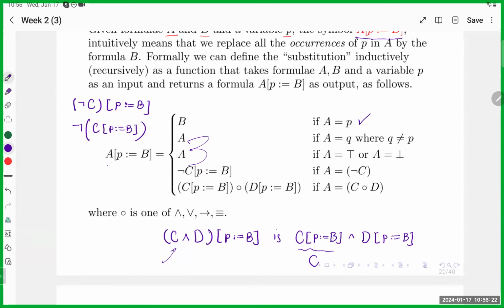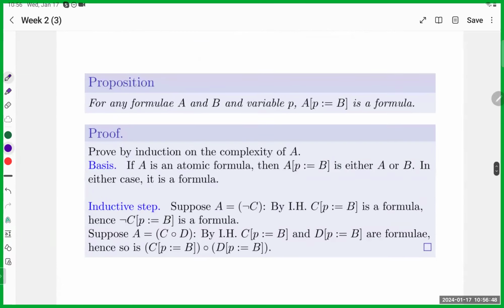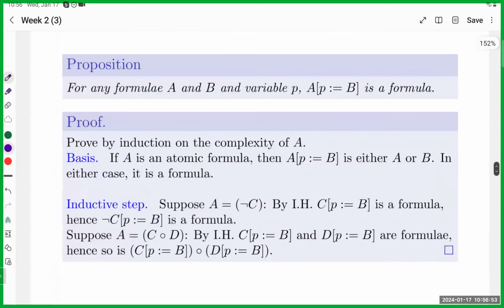And it's very easy to prove by induction that if, for example, in this formula there's no P, then the result of this substitution is going to give you back C and D itself. We'll talk about that. I think actually that's one of the propositions that we are going to prove. But the first one is the following.